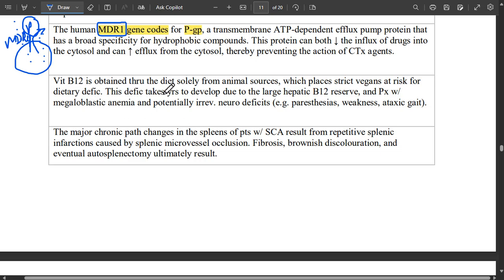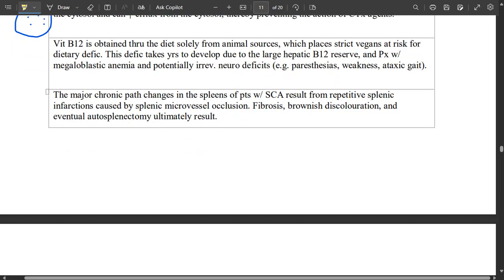Now, vitamin B12 is obtained through the diet solely from animal sources, which places strict vegans at risk for dietary deficiency. This deficiency takes years to develop due to the large hepatic B12 reserve and presents with megaloblastic anemia and potentially neurological deficits. So, this is a very common fact.